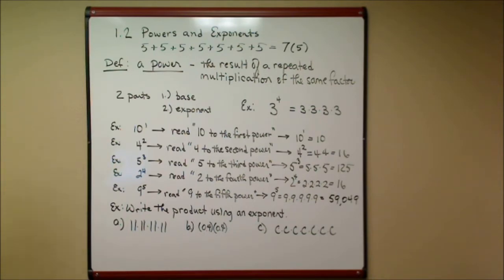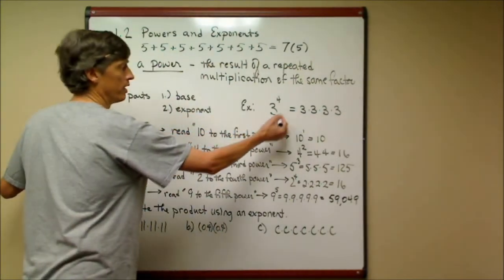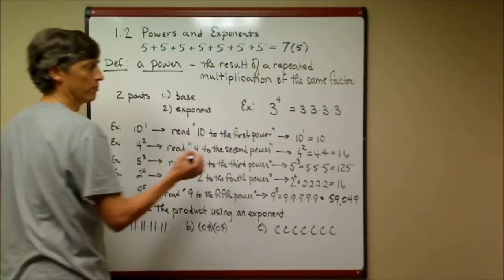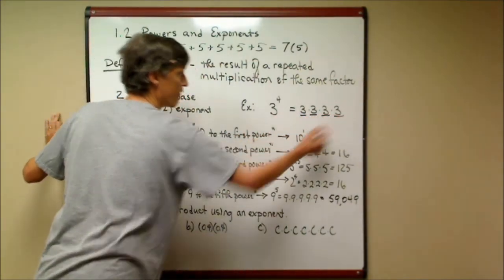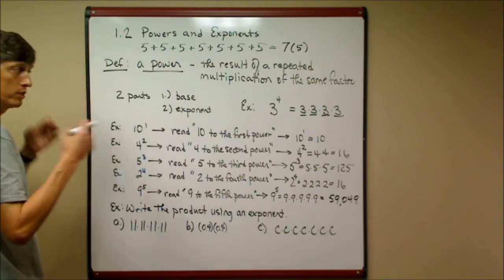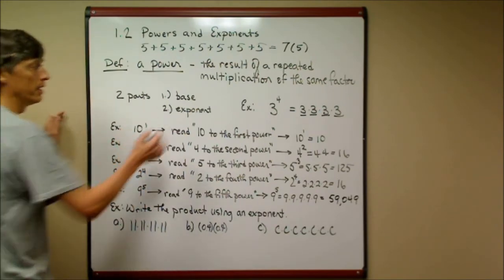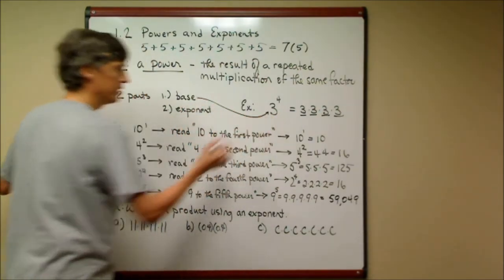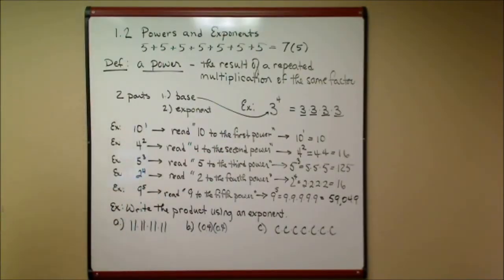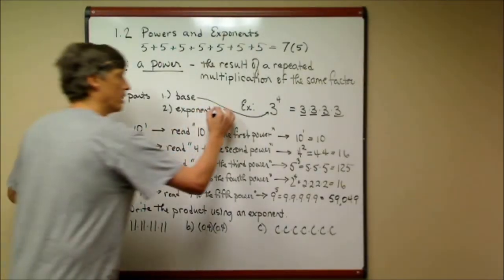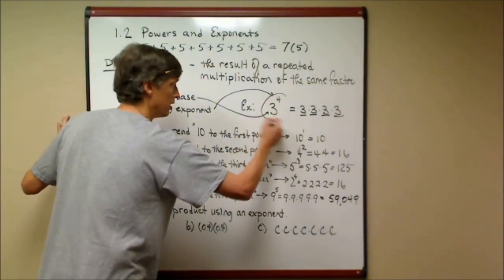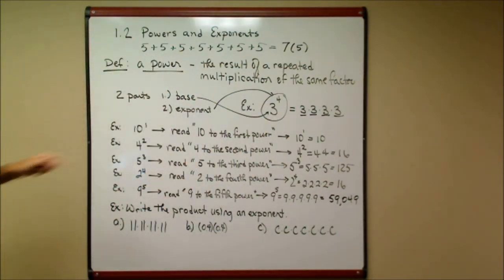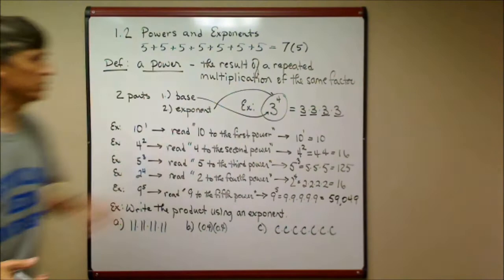Now, there are two parts. As you can see with my example over here, I have 3 with the little 4 up there that you should already be familiar with. And of course, this means you have 1, 2, 3, 4 factors, multiplication of 3. The base is the number that's being raised to that particular exponent. The exponent is the number that's raised up and to the right and written a little bit smaller. The entire expression, all of this, is a power. So it's not just the 4, it's the entire expression.